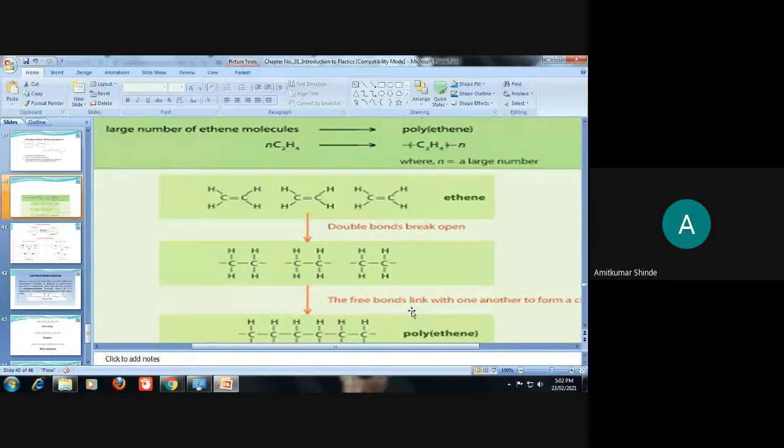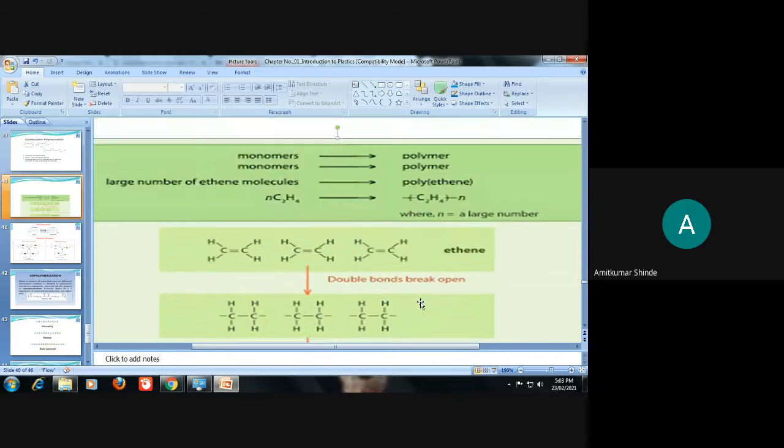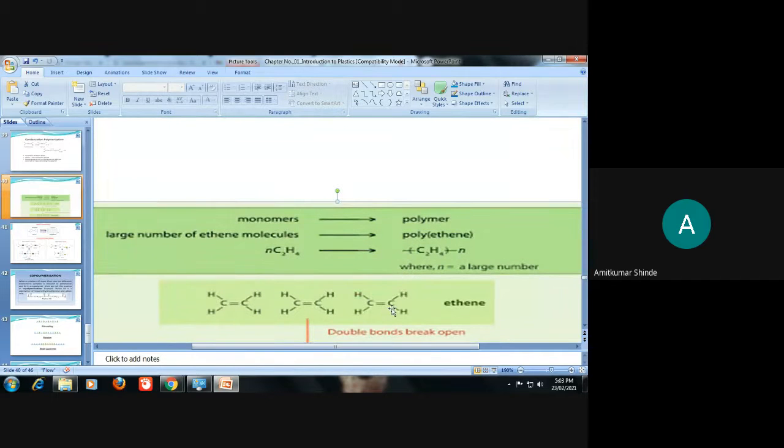I have collected this simple example in the previous session, and a little bit more complex examples. Now it is very easy to understand: initiation, propagation, and termination. These three stages will be there in the addition polymerization.